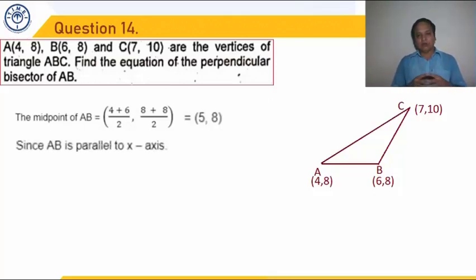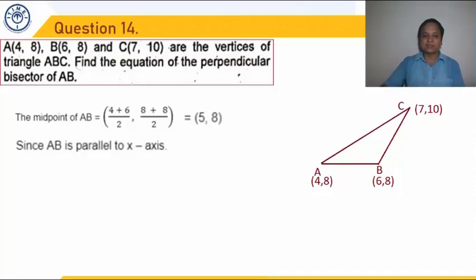So the line is perpendicular to AB. Now AB is parallel to the x-axis. Its slope is 0, so any line perpendicular to it will be parallel to the y-axis. And any line which is parallel to the y-axis is of the form x equal to a constant. We have to find the equation of a line which is passing through the midpoint of AB, that is (5, 8), and perpendicular to AB, which is called the perpendicular bisector.